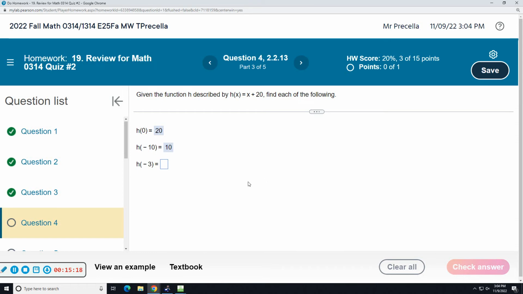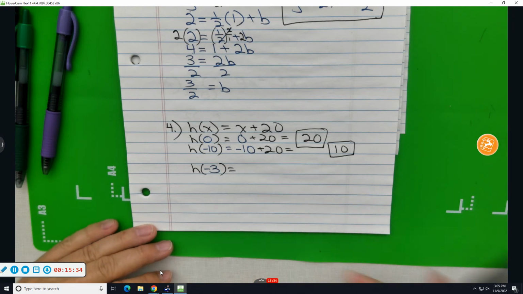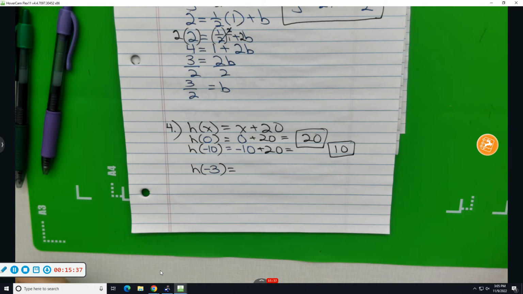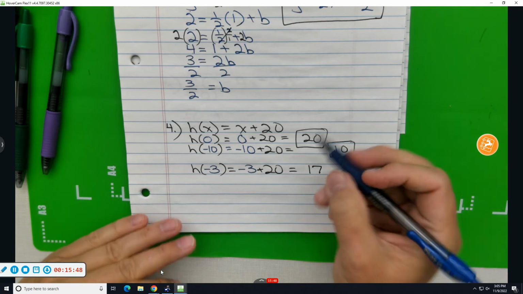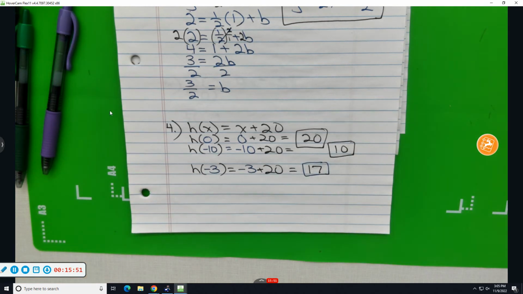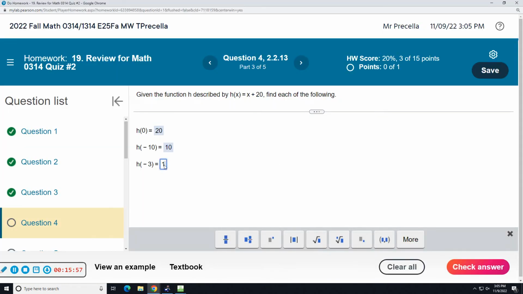H of negative 3. Let me switch to my work. H of negative 3, that says go to your function h, and wherever you see a variable, replace the variable with negative 3. So we have a negative 3 plus 20. Negative 3 plus 20 gives me a positive 17. So type in our positive 17.